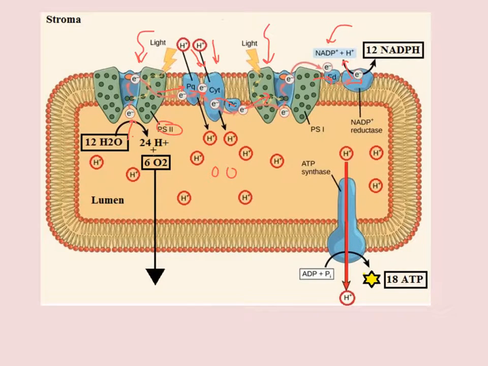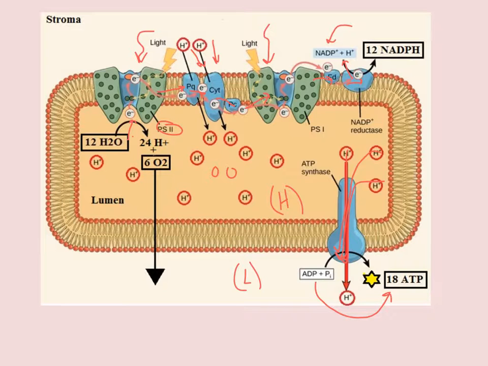Now with this high concentration of hydrogen ions on the inside and a low concentration of hydrogen ions on the outside of the thylakoid, the facilitated diffusion of these ions through ATP synthase, that energy is used to convert ADP into ATP.